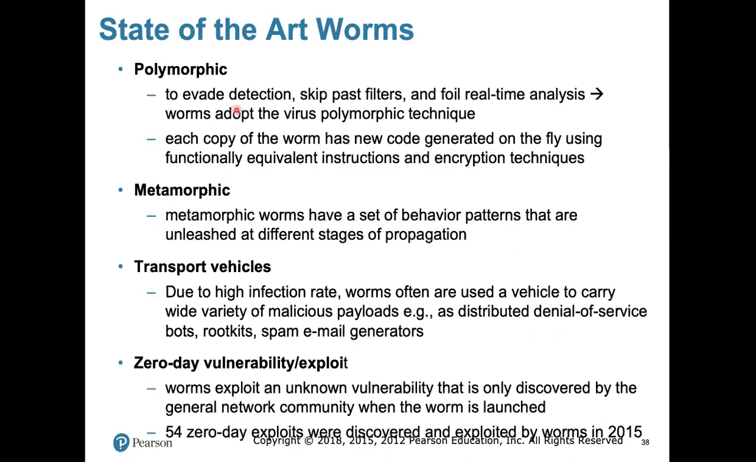Polymorphism, similar to what we saw in viruses, the polymorphism technique is also used by worms to evade detection, to skip filters. There might be some filters or some signatures in the antivirus and anti-worm software, or maybe even a real-time analysis that tries to detect worms and viruses. They use polymorphism and metamorphism, again similar to viruses, in order to increase the chance or increase the time they have for propagation, again to maximize the number of infected machines and infected hosts.